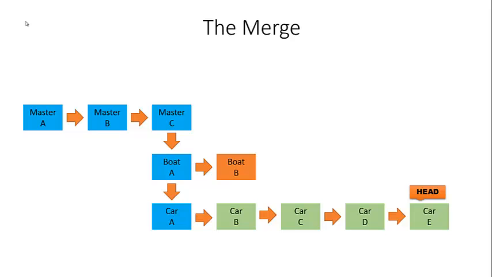Okay, so now let's talk about the merge. Let's talk about merging files into one, combining these branches. And we've already seen, this is the past example when we were looking at branches, how we branched off into boat A, we branched off into car. Well, now we like what the car branch did. We went on this car story and we liked it.